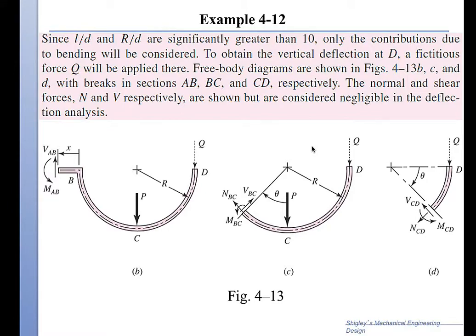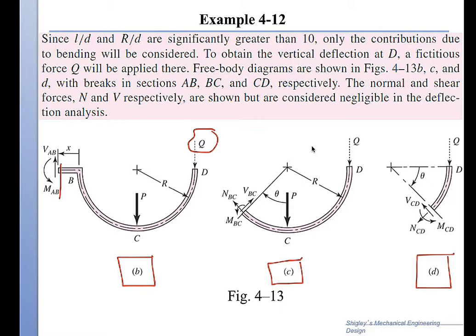First, we do a free body diagram, and in the free body diagram we input a fictitious force Q at point D, and then take a cut on the straight section, because we have 3 sections. So we have 3 sections. You can see the free body diagram. The section from A to B is in figure B. This is the section from B to C, and this is the section from C to D. So we'll take it systematically.